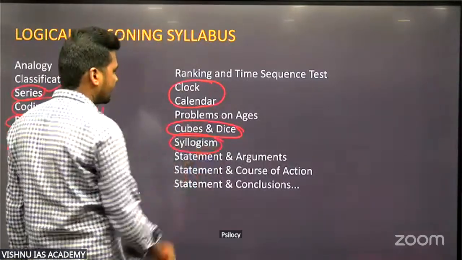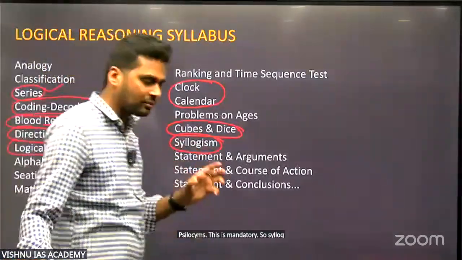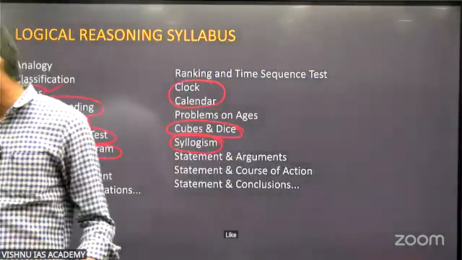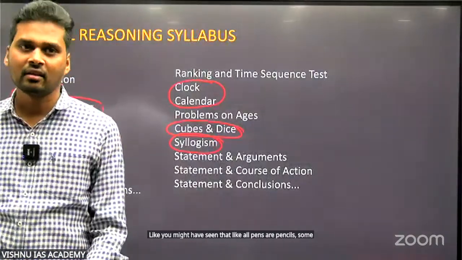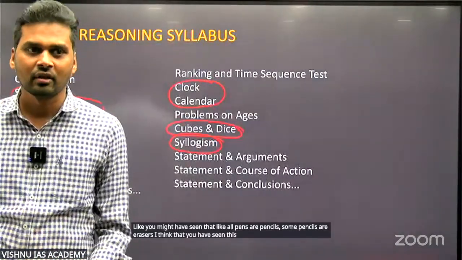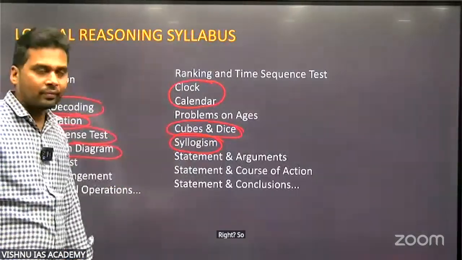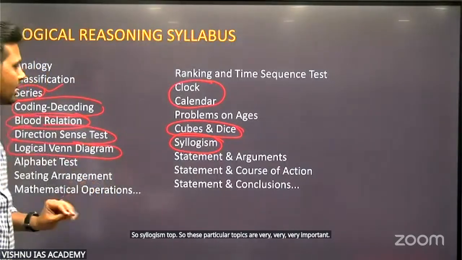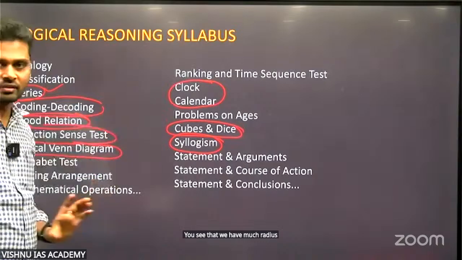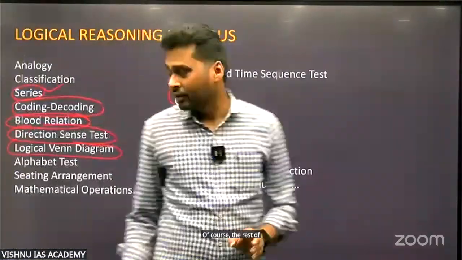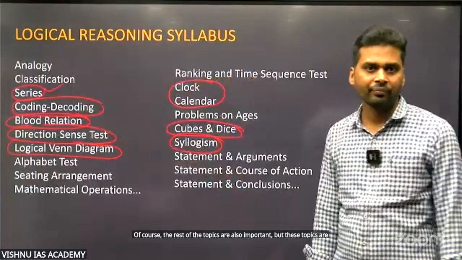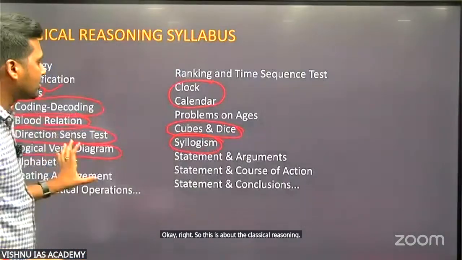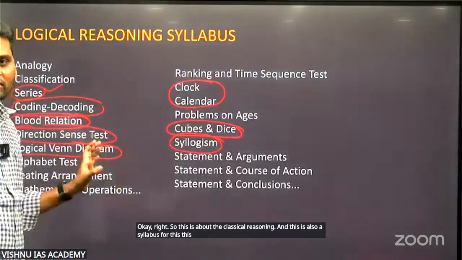Syllogisms. This is mandatory. Syllogisms means that some statements are given, followed by some conclusions, like all pens are pencils, some pencils are erasers. I think you have seen this type of question, right? These particular topics are very, very important. In CSAT, much weightage is given to these topics. Of course, the rest of the topics are also important, but these are even more important. So this is about logical reasoning, and this is the official syllabus for logical reasoning.